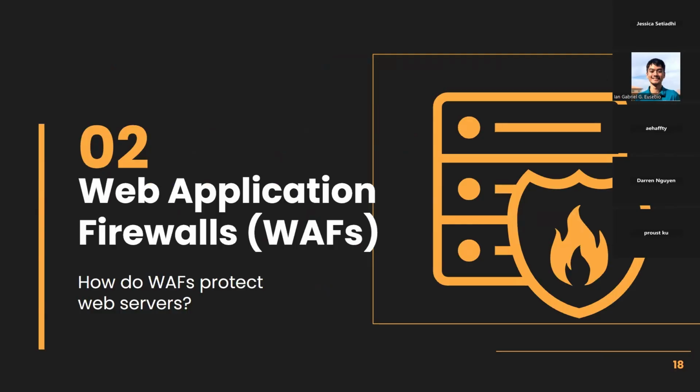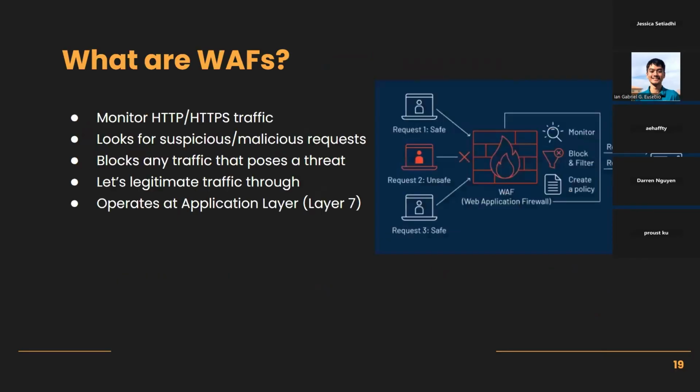So web application firewalls can do what network firewalls can. That's what they monitor: HTTP and HTTPS traffic. They look for any suspicious requests that could pose a danger to the web servers, and if they find any, they will block all those requests while also letting valid traffic in. And of course, this operates on the application layer of the OSI model. So when you're sending information to a web server, it's going to operate on that web-based layer.